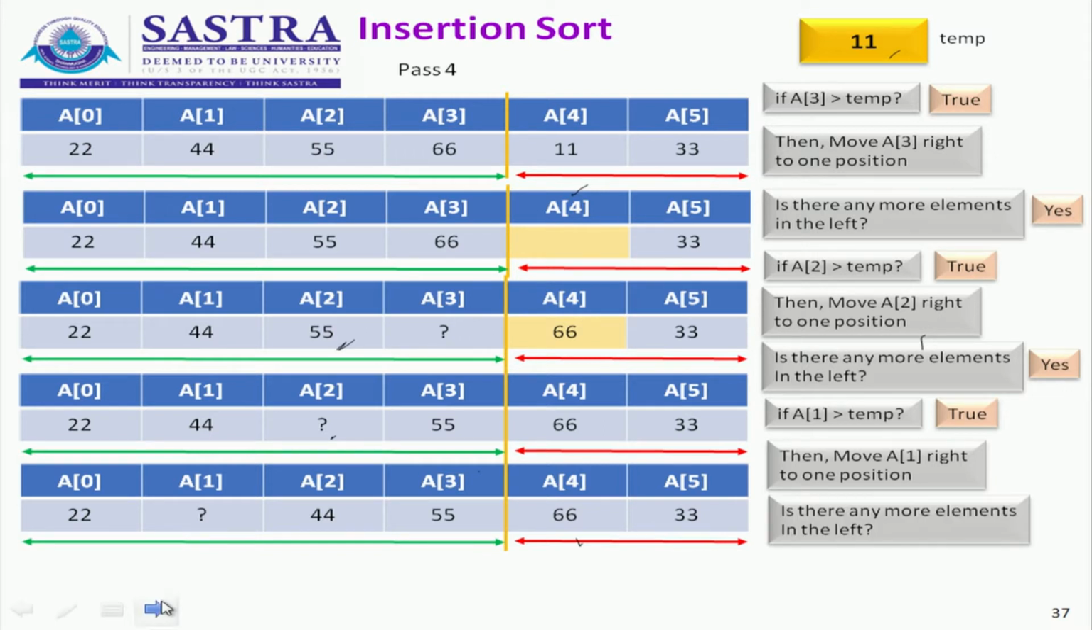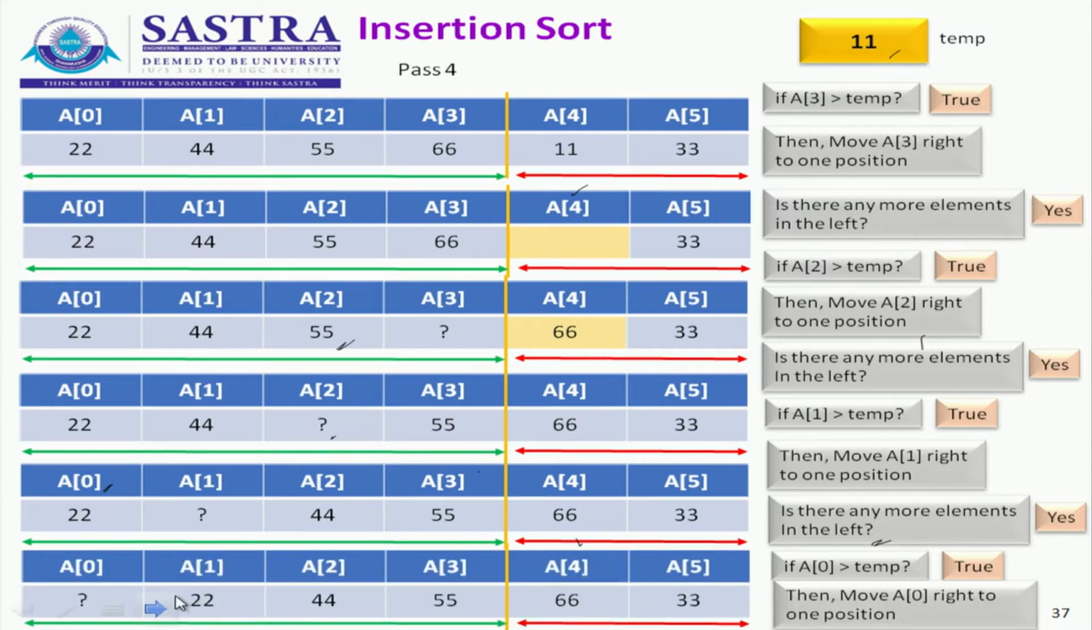Then we have to check, are there any more elements in the array left? Yes, there is one more element left, which is your A of 0. Then you have to compare A of 0 and temp. Your A of 0 is 22, temp is 11, and this time also the array element is greater and your temp is lesser. So once again we have to shift one step right. Once we shift, we will get 22 in A of 1's position and A of 0 is still a question mark.